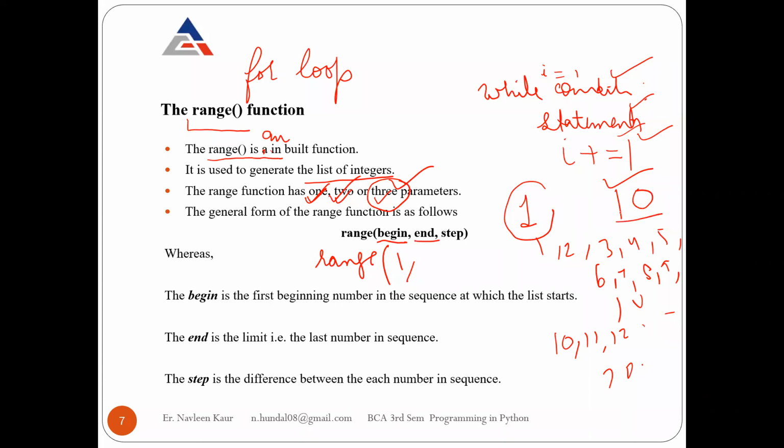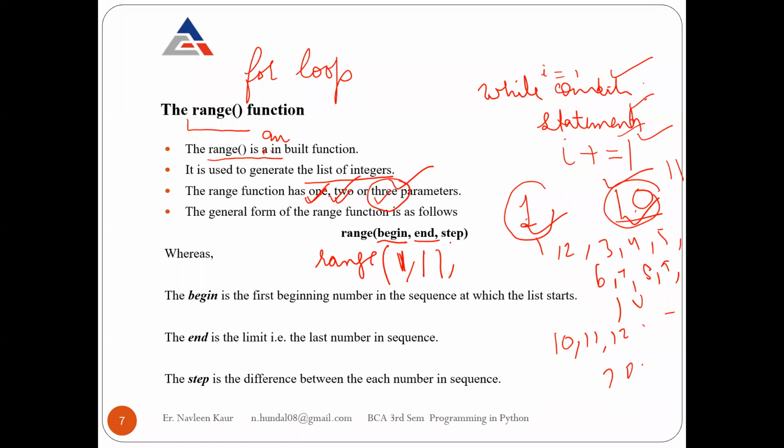If you want to print all the numbers from 1 to 10, the end should always be 1 greater than it. If you want to print from 1, start it from 1 here. And if you want to end it at 10, you have to give 1 more than that, because the end is not considered. 1 less than end is considered. It means if you are writing 11, it will go till 10.